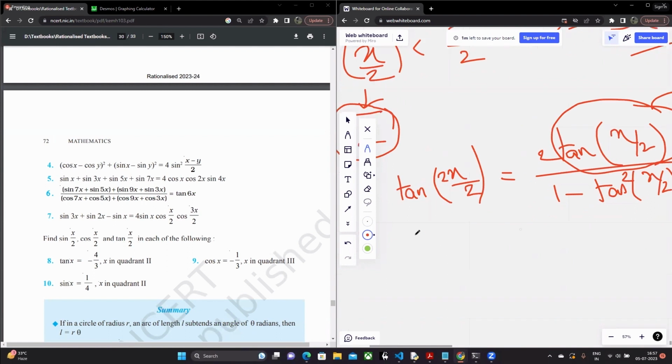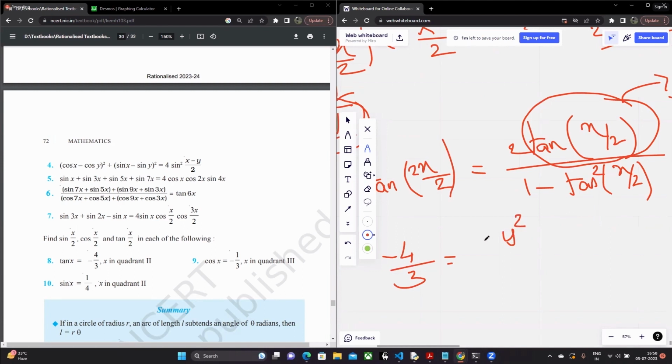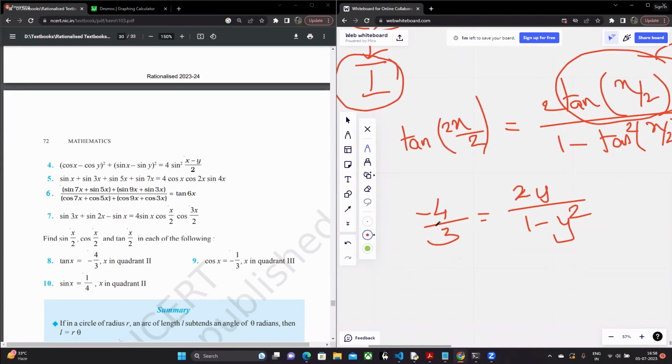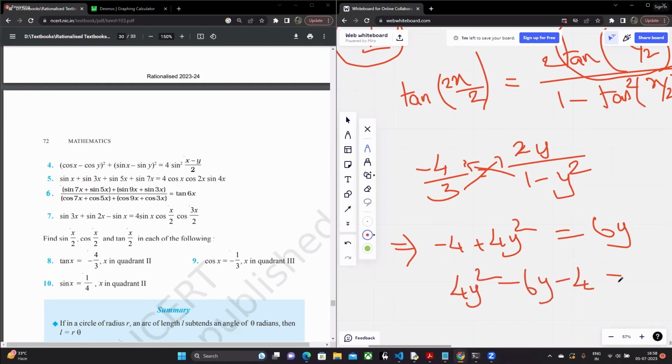So tan x, which is minus 4 by 3, is going to be equal to 2y divided by 1 minus y squared. So taking this to the other side, keeping nothing in the denominator, I just cross multiply. This means that minus 4 plus 4y squared is equal to 6y, or 4y squared minus 6y minus 4 is going to be equal to 0.